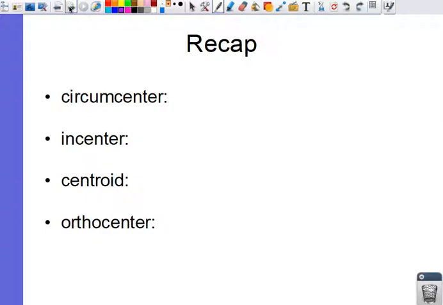Alright, these you need to know what segments make them. So a circumcenter is made by perpendicular bisectors, and it's the one where you can draw the circle around the triangle. An incenter is made by angle bisectors, and you can draw the circle inside the triangle. The centroid is made by medians, and that's the balance point of the triangle. And then an orthocenter is formed by altitudes. Okay? All of this is important information that you need to know for later.